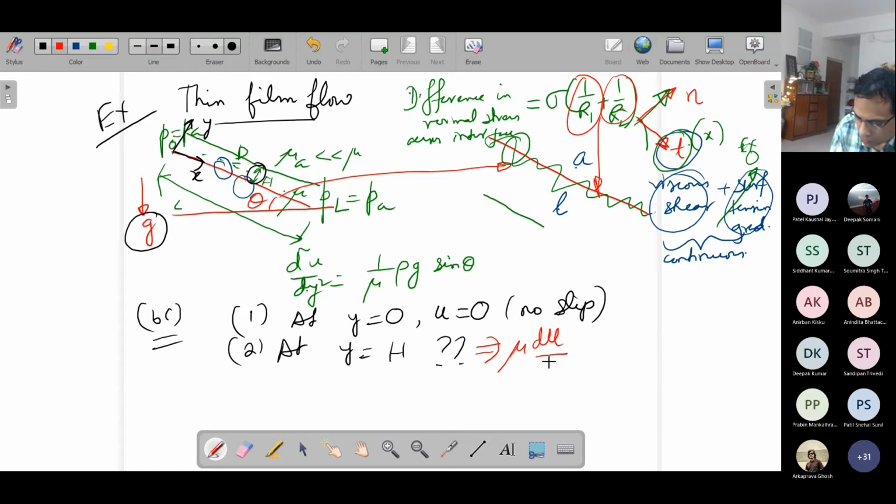So with all these in the backdrop, we can write that viscous shear is continuous, and because u is a function of say y only, mu du dy at the liquid is the same as mu air into du dy at the air. This is the continuity of viscous shear.